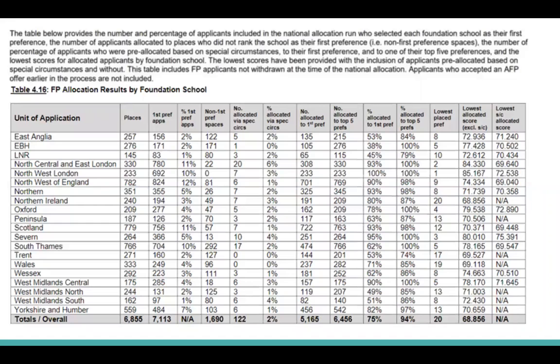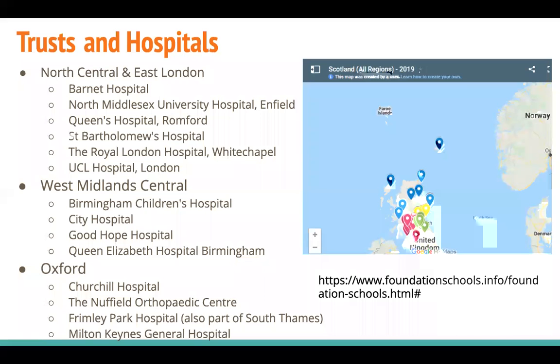Okay, next slide, please. Yeah, so this is just a list of different trusts and hospitals in different areas. And funny thing is, if you were to go to Scotland, you might end up on an island far away. So just think about where you want to be, and if that's where you want to be. There's a link there, and you can just see the different hospitals in these different locations. Okay, next slide, please.